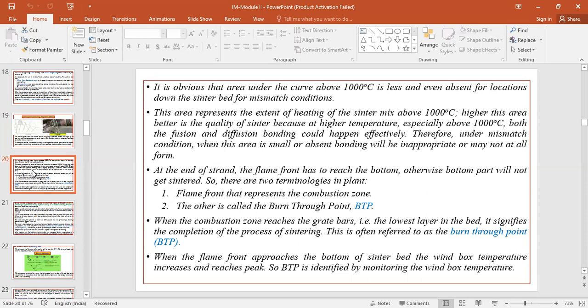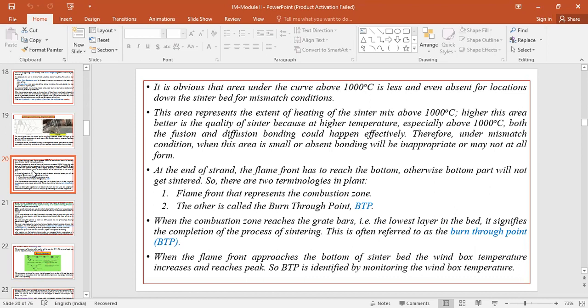There are two terminologies. One is the flame front, which represents the combustion zone. Another one is the burn through point. It represents that the combustion zone has reached the lowest layers of the bed, almost near the grate bars. So when the combustion zone reaches the grate bars, that represents the completion of the sintering process, which we can also call the burn through point.